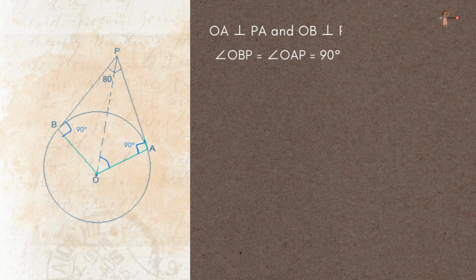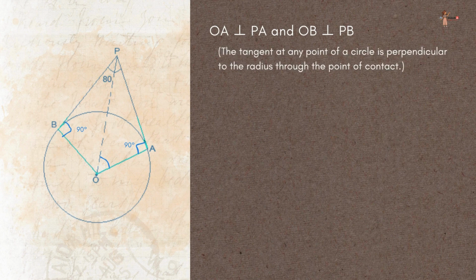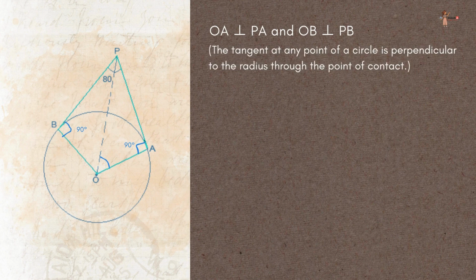OA is perpendicular to PA and OB is perpendicular to PB, which means angle OBP is equal to angle OAP equal to 90 degrees, because the tangent at any point of a circle is perpendicular to the radius through the point of contact.